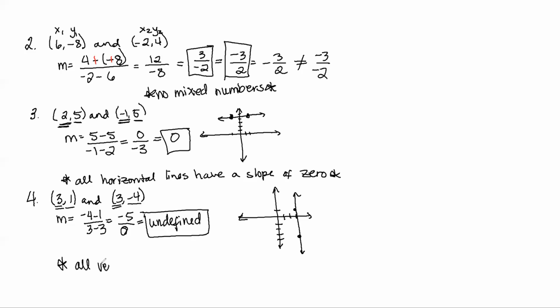So all vertical lines have an undefined slope. And let me go ahead and underline some things up here. So horizontal lines have a slope of 0. Vertical lines have an undefined slope.